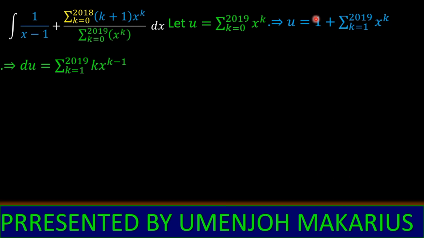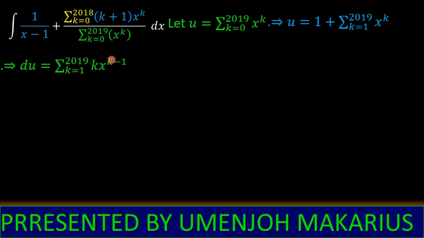to be the same as differentiating 1 gives us 0. Differentiating the series as k goes from 1 to 2019 of x to the power k, we are just going to have k multiplied by x raised to the power k minus 1. Now at this point, you see that we have just a series as k goes from 1 to 2019, right? Great.